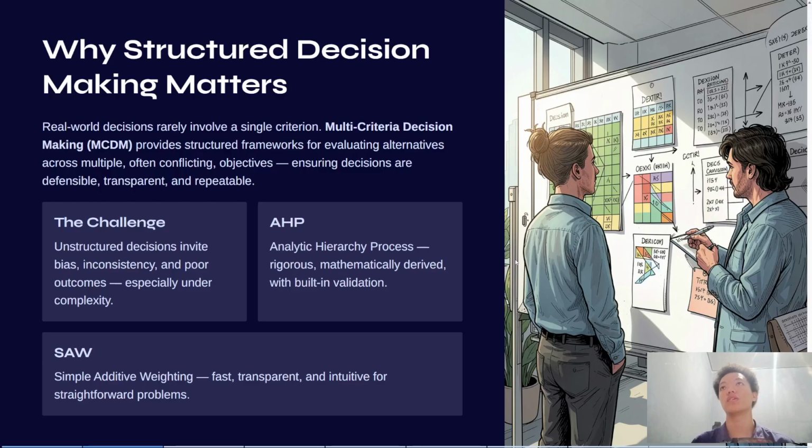Why structured decision making matters. Real world decisions rarely involve a single criterion. Multi-criteria decision making (MCDM) provides structured frameworks for evaluating alternatives across multiple, often conflicting objectives, ensuring decisions are defensible, transparent, and repeatable. The challenge is unstructured decisions invite bias, inconsistency, and poor outcomes, especially under complexity.